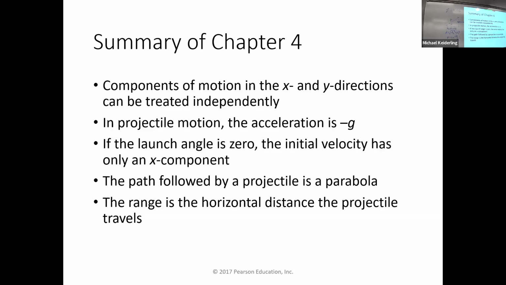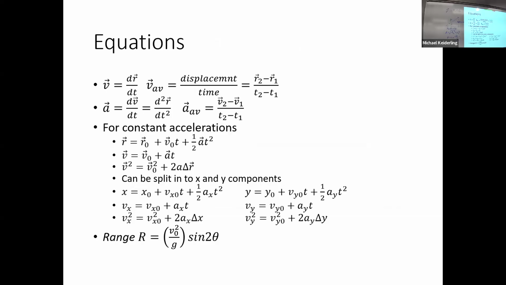So some equations. The velocity vector is the time derivative of the position vector. The average velocity is displacement over time. The acceleration vector is the time derivative of the velocity vector, or the second derivative of the position vector. Average acceleration is change in velocity over change in time.